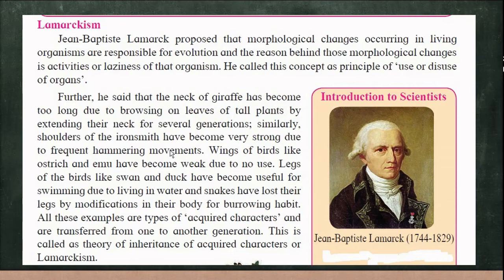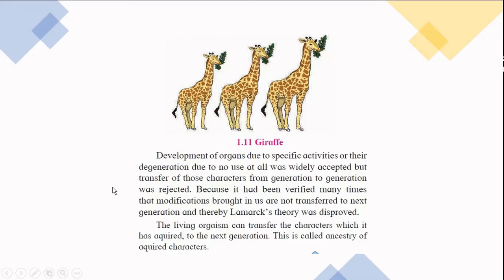Now the objections to Lamarckism: the effect of use and disuse was widely accepted, but the transfer of these characters from generation to generation was rejected. It was verified many times that modifications brought about in us are not transferred to the next generation, and thereby Lamarck's theory was disapproved. Living organisms can transfer the characteristics which they have acquired to the next generation; that is called inheritance of acquired characters. For example, a hole in the ear pinna or in the nose is not transferred to the next generation.